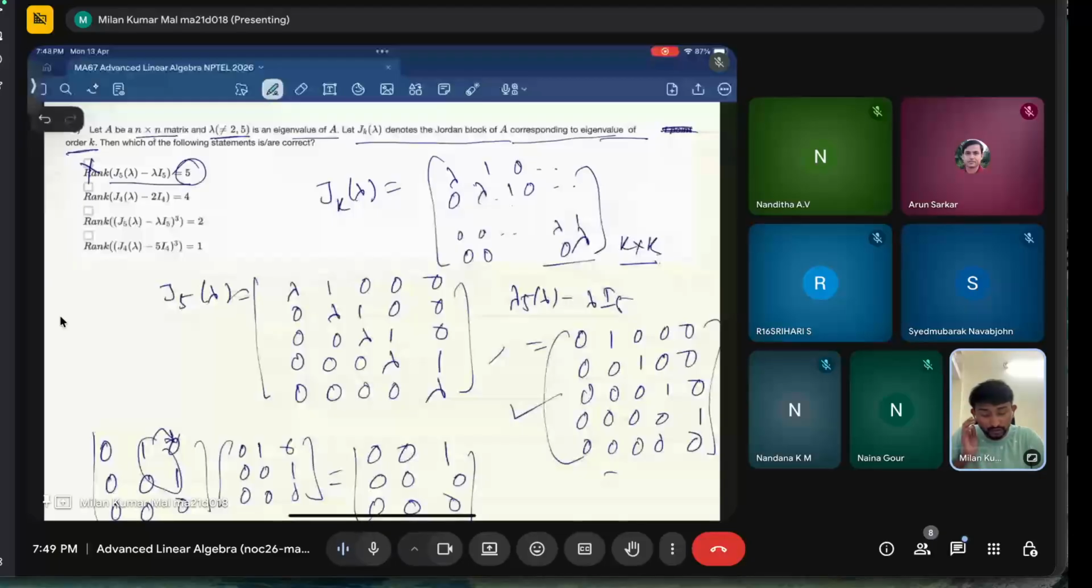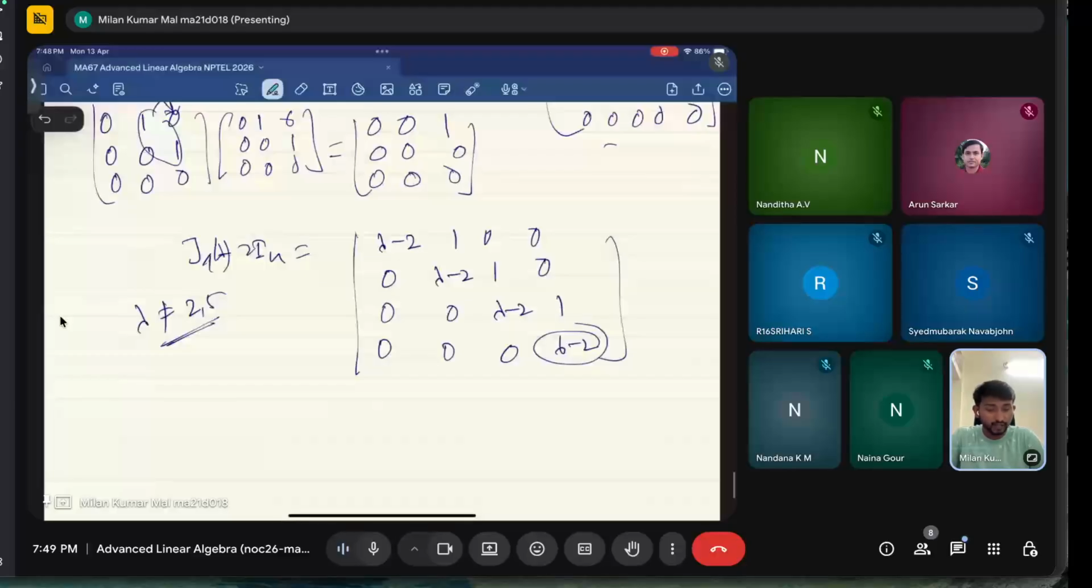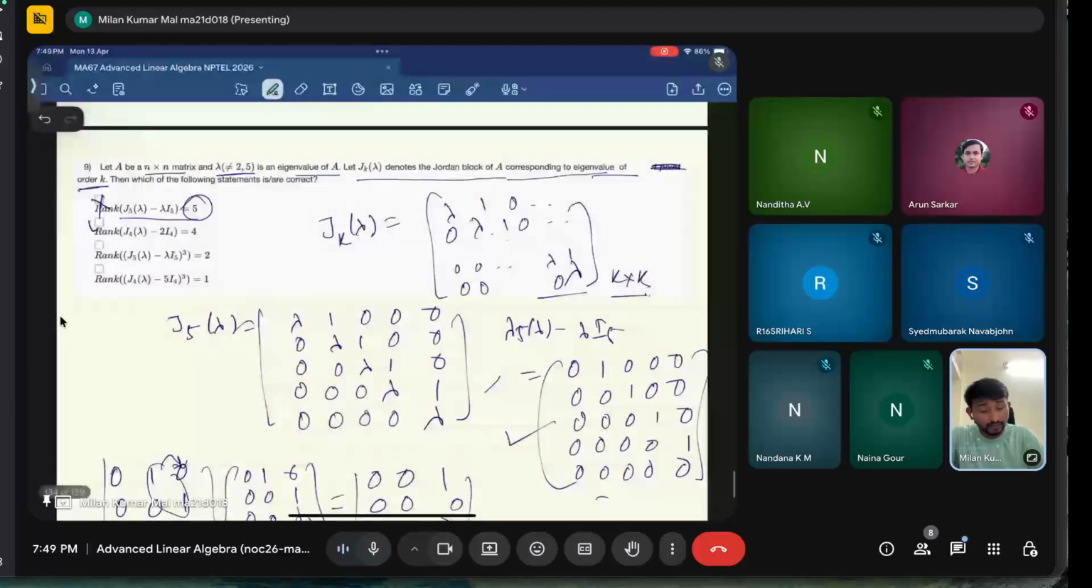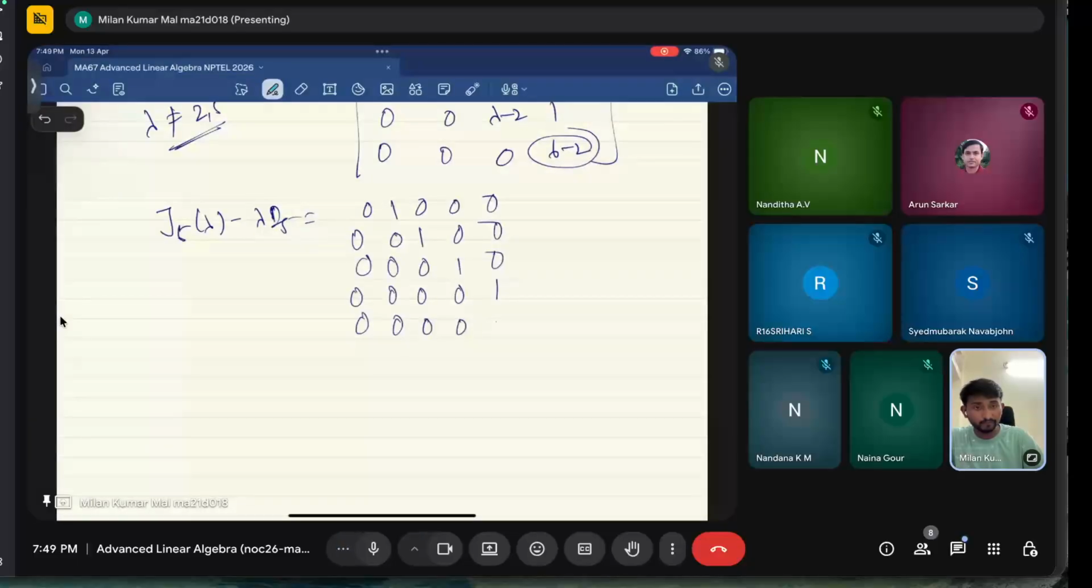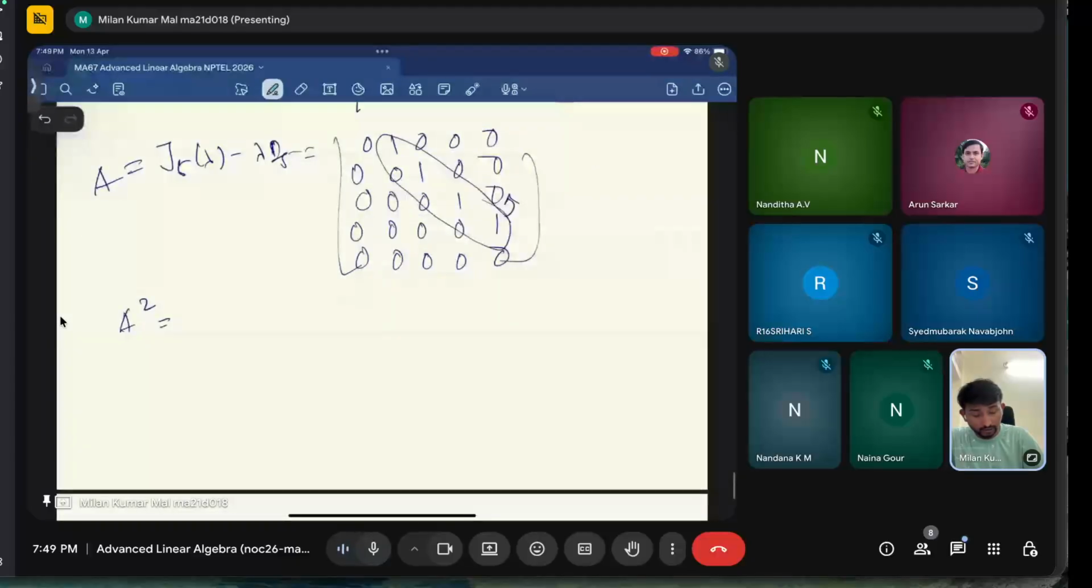J5 lambda minus lambda I5, whole to the power 3. Here is the thing which I have tried to mention: J5 lambda minus lambda I5 is the matrix with 0s on the diagonal and 1s on the super diagonal. Now if I consider this matrix as A and do A squared, then this row will be shifted to here. You can check that one.